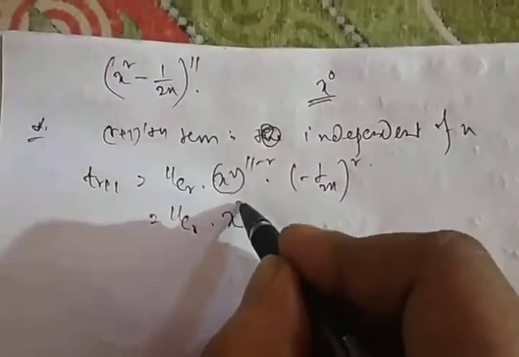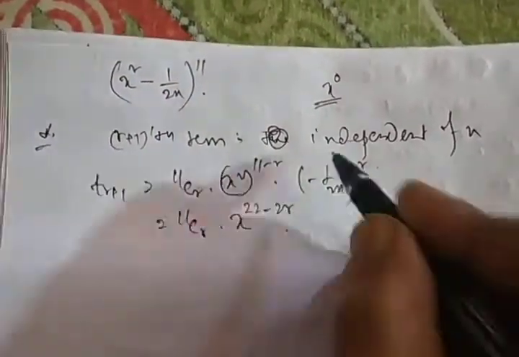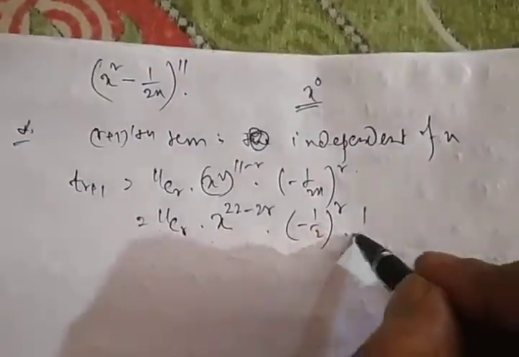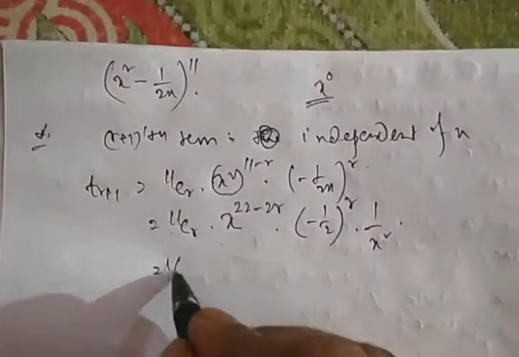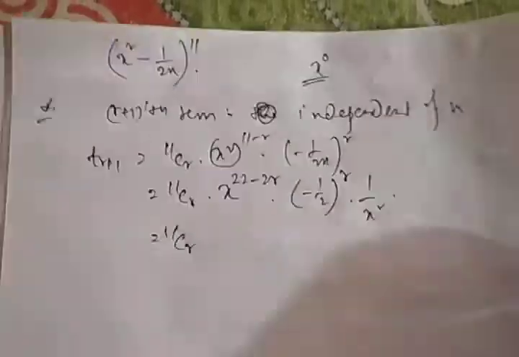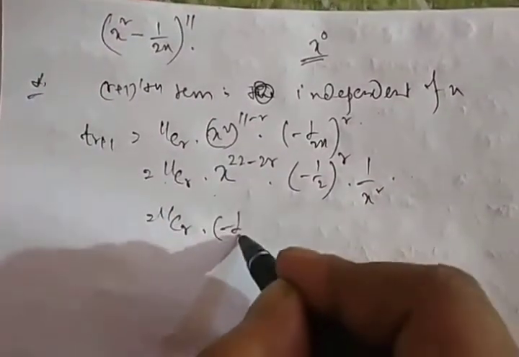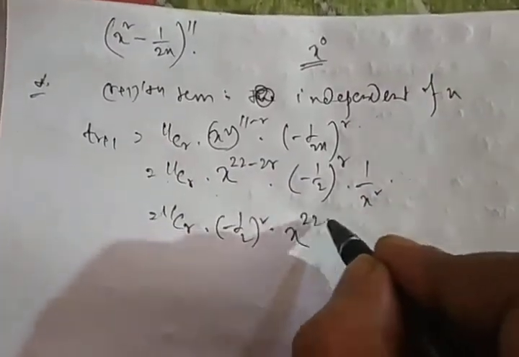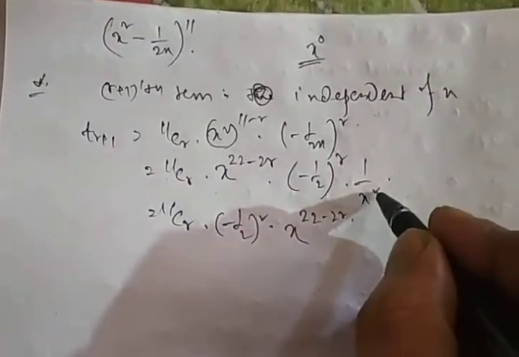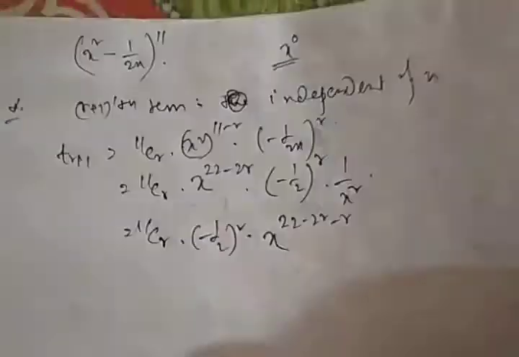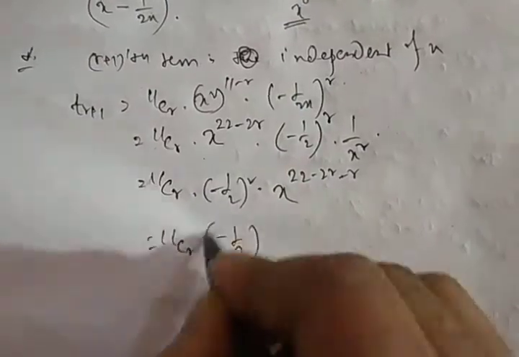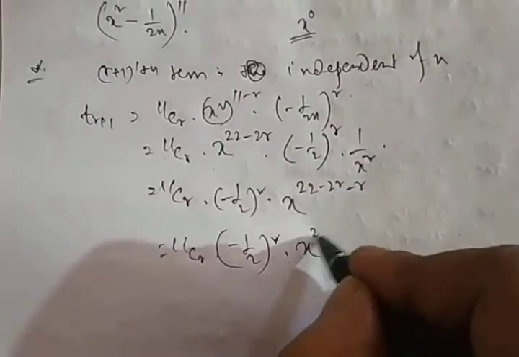So this will be x to the power 22 minus 2r. This can be written as 1 by minus half whole to the power r into 1 by x to the power r. So 11Cr, minus 1 by 2 whole to the power r, and this will be x to the power 22 minus 2r, and this is only x to the power minus r. So 11Cr minus half whole to the power r, x to the power 22 minus 3r.